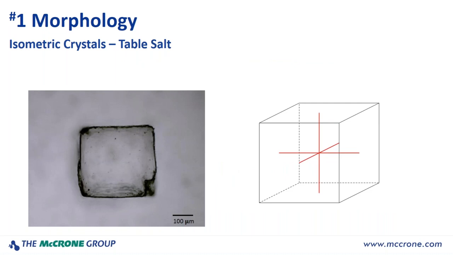Salt is an isometric crystal. All the axes are the same length and perpendicular to one another. Therefore, salt has a single refractive index, and light passing through the crystal is unaltered. Because light passing through isometric crystals remains unchanged, it does not exhibit notable or characteristic properties, other than being infinitely extinct, or black, under cross polars.